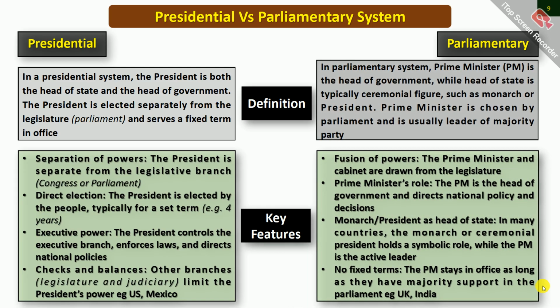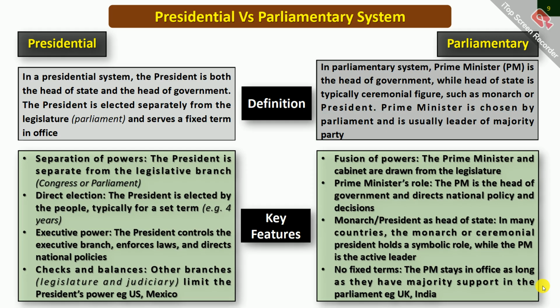In a parliamentary system, the prime minister is head of the government, while the head of the state is typically a ceremonial figure such as a monarch or the president. This is just like in Pakistan. The prime minister here is chosen by parliament and is usually leader of the majority party. Fusion of powers. The prime minister and cabinet are drawn from the legislature. The prime minister's role is that the PM is the head of the government and directs national policy and decisions.